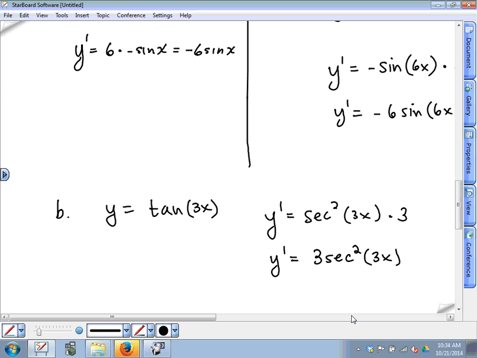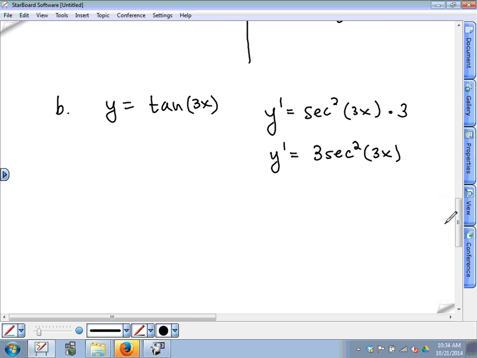You can pull out the coefficient, but it's only if there's a single coefficient inside the function. That's true, because if it's something like secant squared of 3x squared, then it gets wacky.